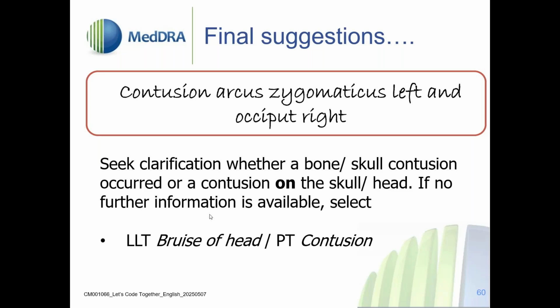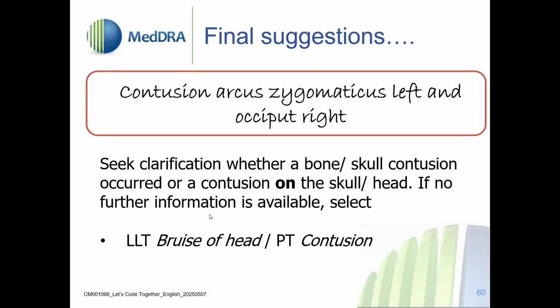So we would query, but if we don't get more information about what actually occurred, we would propose to code to bruise of head, a more general vague term under PT contusion. And we saw in the browser that bruise of face is grouped under the same PT, and with bruise of head, both affected sites are captured with a more general term, bruise of head.